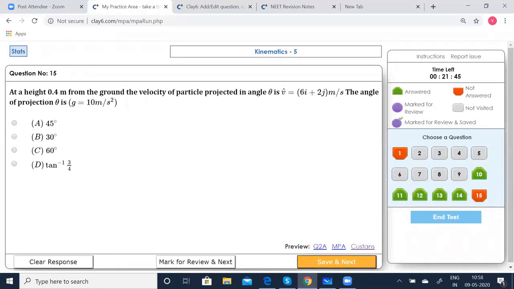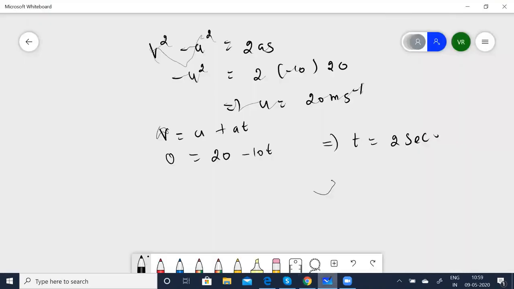At a height of 0.4 meters from the ground, the velocity of the particle projected at an angle theta is v vector is equal to 6i plus 2j meters per second. The angle of projection theta is given by what? He is asking you to take g to be 10 meters per second squared. Let us quickly solve this.